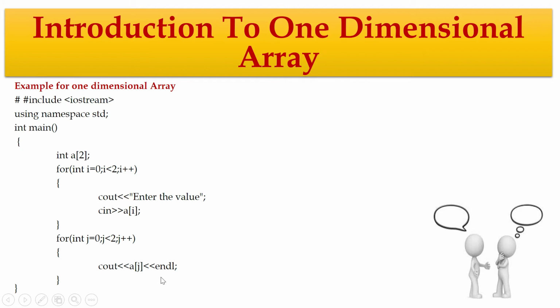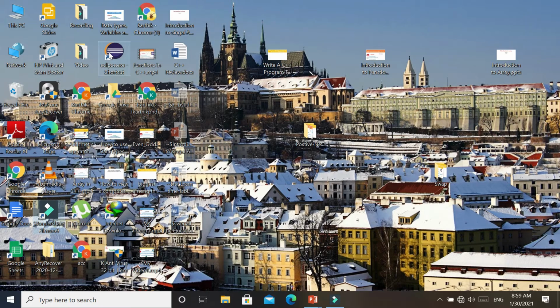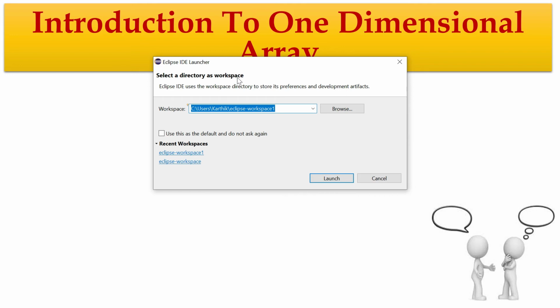Now I will show you how to execute the program. In order to execute the program, we are going to open the Eclipse editor. Just double click the Eclipse editor in order to open it. When you click on Eclipse editor, it will take you to the Eclipse IDE launcher, where you select the workspace. If you wish to continue with the default workspace, click Launch. Or else, if you wish to change the workspace, you can use the Browse option. I'm going to hit Launch in order to use the default workspace.